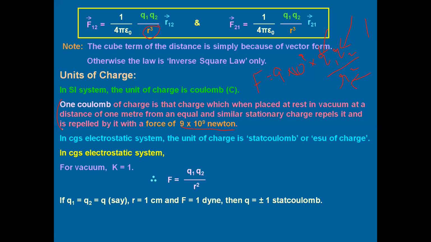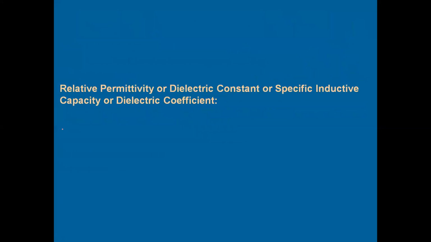Now, in the CGS system, the definition of Coulomb can be: if Q1 equal to Q2 equal to 1 coulomb and r equal to 1 centimeter, then the force will be equal to 1 dyne. So the charge will be called a stat coulomb there. It is plus or minus 1 stat coulomb.